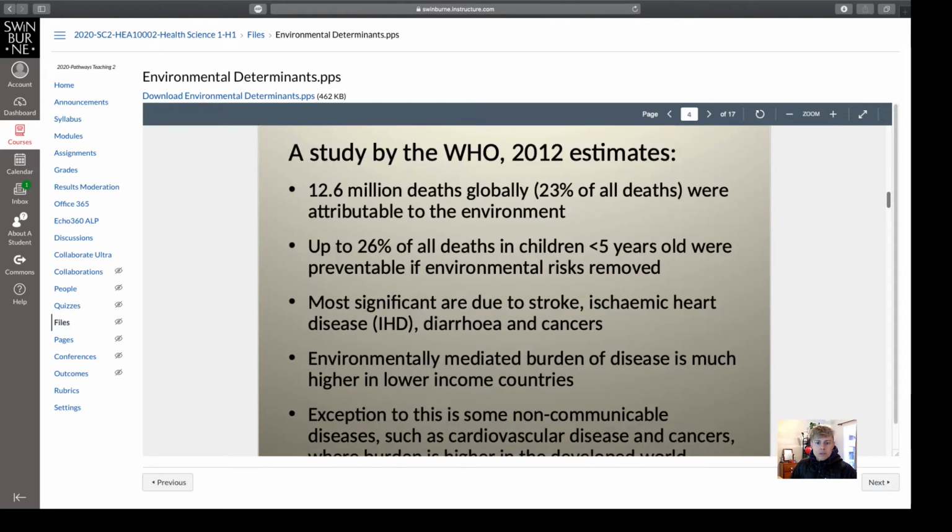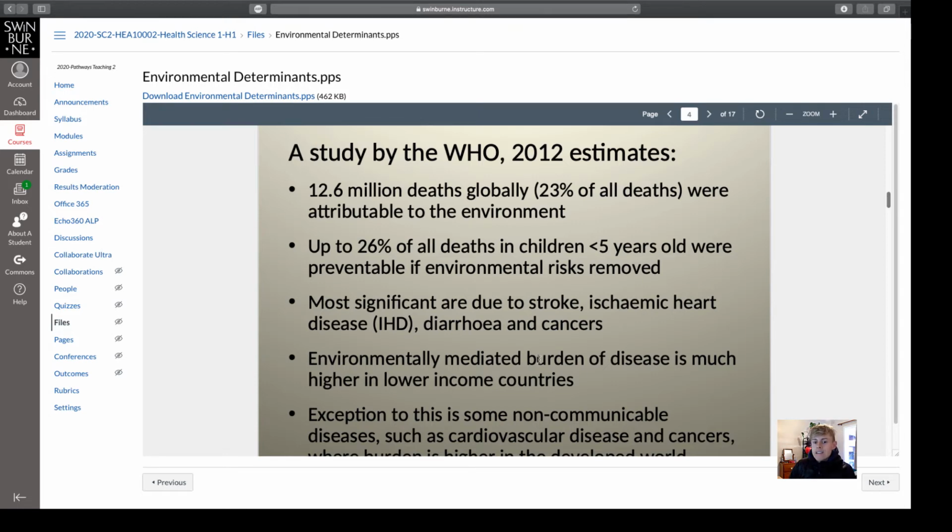Environmental determinants are really critical to health outcomes. Almost 1/4 of deaths in 2012, or based on data presented in 2012, were attributed to the environment. More than 1/4 of all deaths in children under the age of 5 were preventable if environmental risks were removed. A statistic that relates to what we spoke about in our previous video on sanitation. This next dot point here is really important to know for your next quiz. Environmental determinants are most significant when it comes to discussion of stroke, heart disease, diarrhea, and cancer.